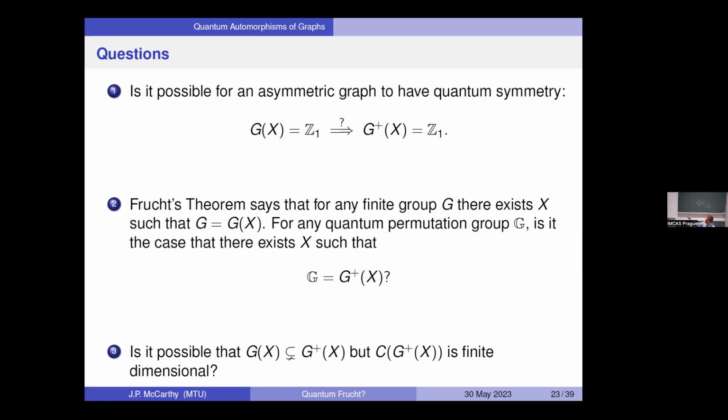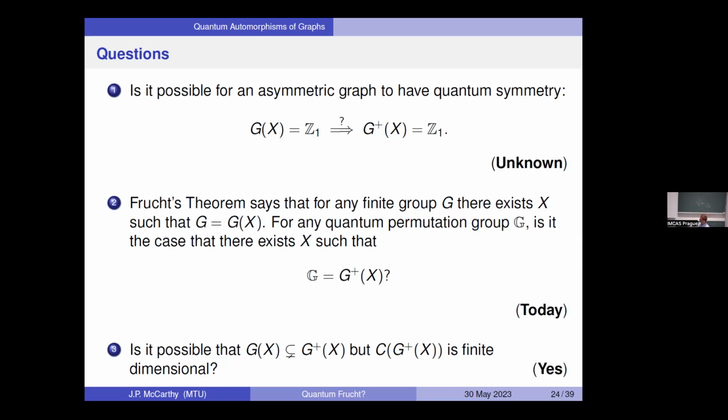And then another question, because I actually was working in finite quantum groups where everything is much easier. A lot of these things are infinite dimensional. Is it possible to have a finite dimensional algebra of functions on a quantum symmetry group? The answer to this last question is yes. This one is still unknown. We'll see a little bit of it later on.